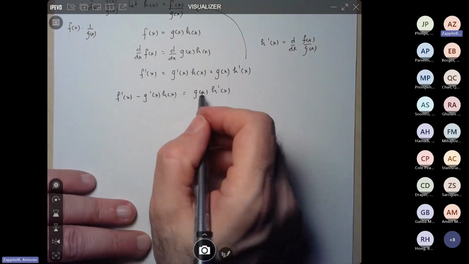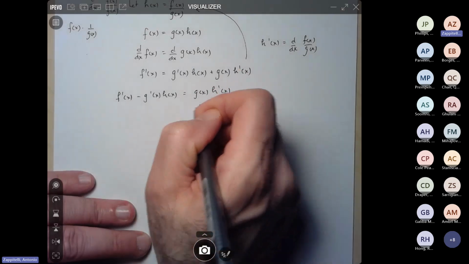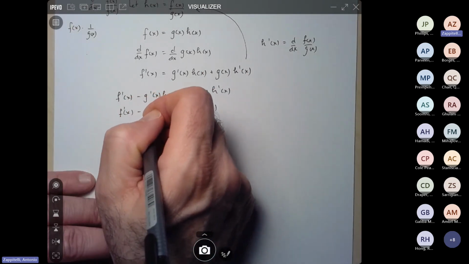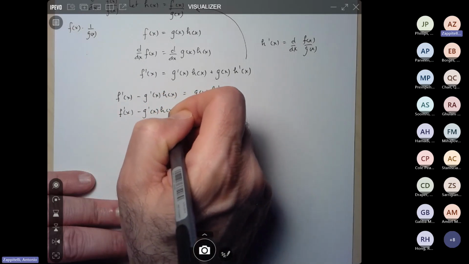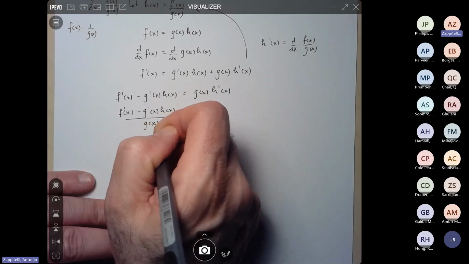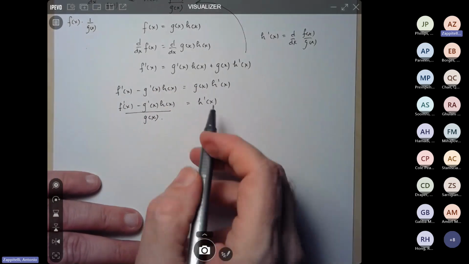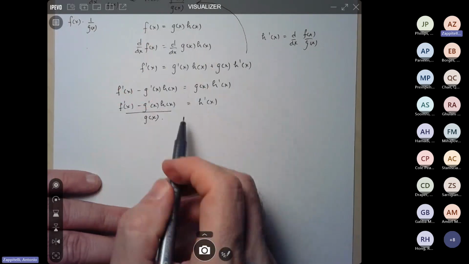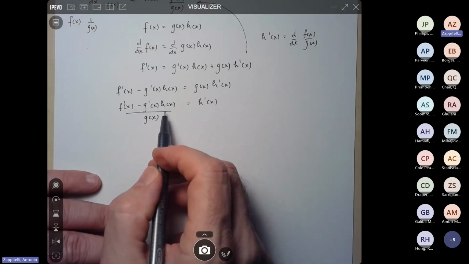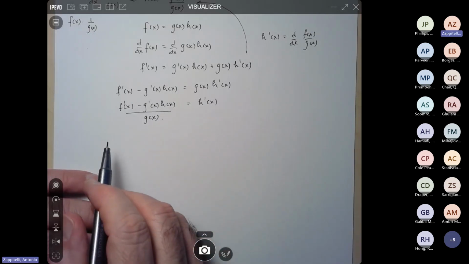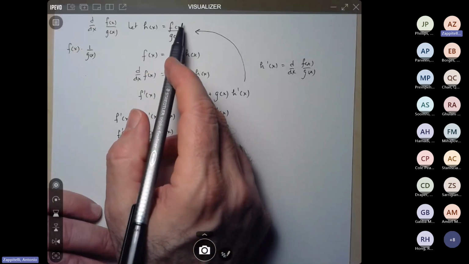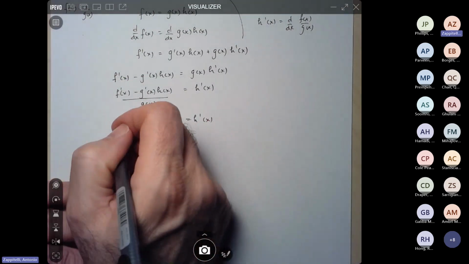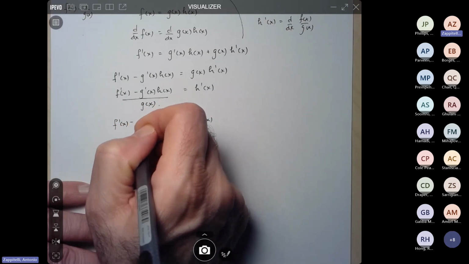And now, there you go. I can divide both sides by g of x. So h prime of x equals f prime of x minus g prime of x times h of x, all over g of x. And look what we have. We have a formula for the derivative of f over g, but wait a minute, it's got an h in it. I don't want to have an h in it. Well, remember, what is h equal to? It's just equal to f of x over g of x. So let's replace that in our expression.